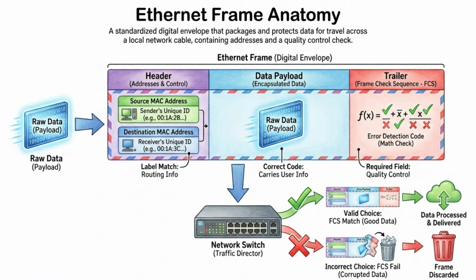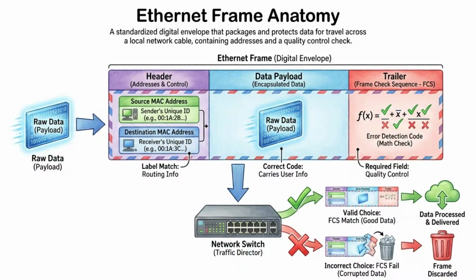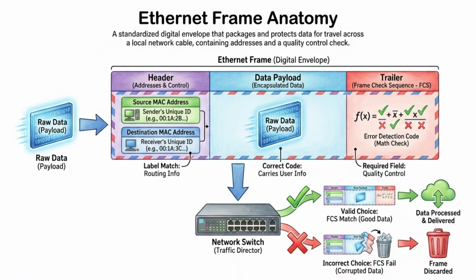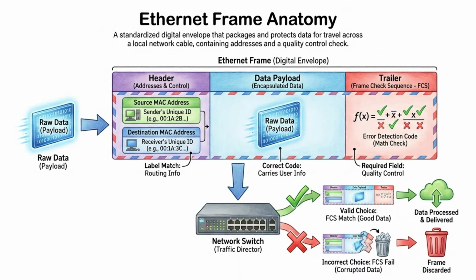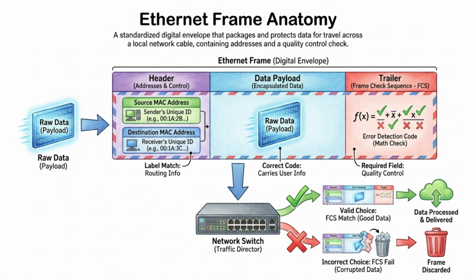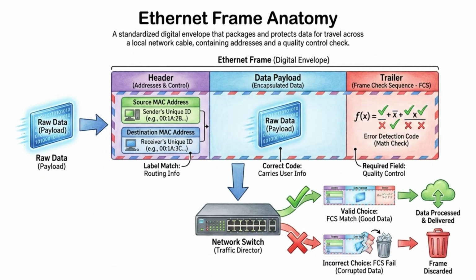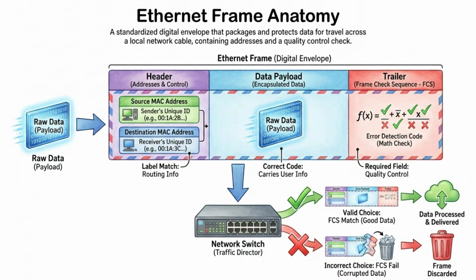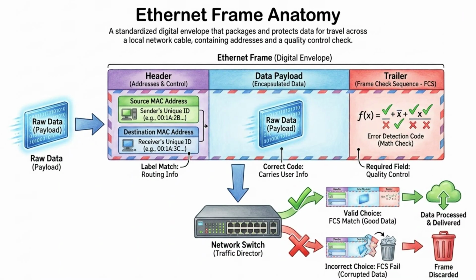When data actually travels across a standard local network cable, it is packaged into a standardized digital envelope called an Ethernet frame. This frame encapsulates the raw data and slaps on a header that contains the source MAC address of the sender and the destination MAC address of the receiver. It also includes a special section at the very end of the frame called a frame check sequence, which acts as a mathematical quality control check to ensure the data was not corrupted by electrical noise during transit.